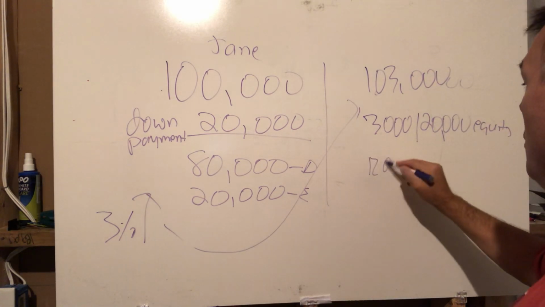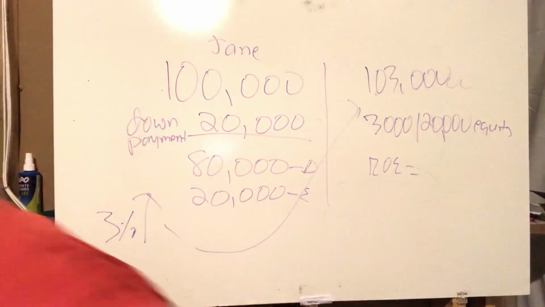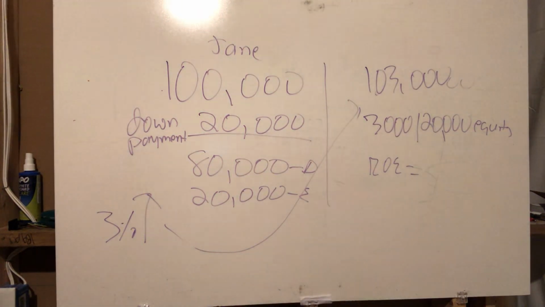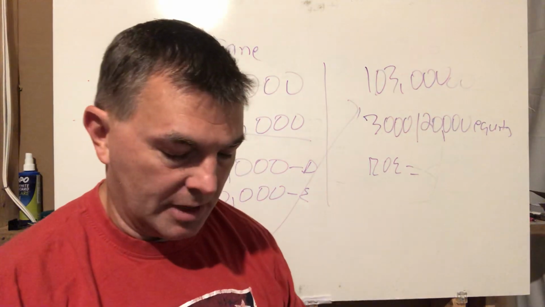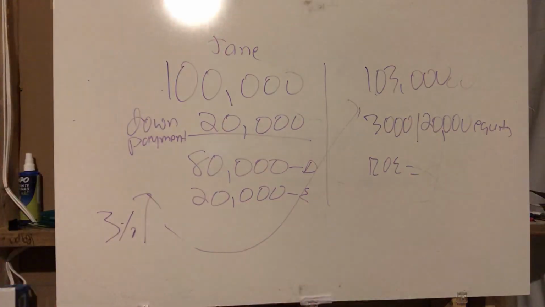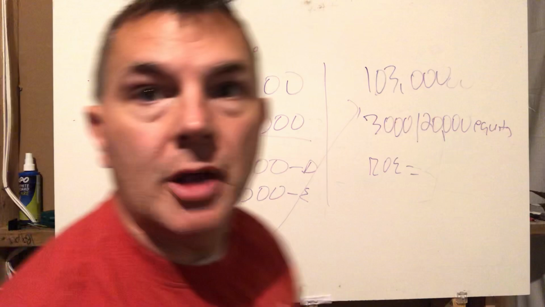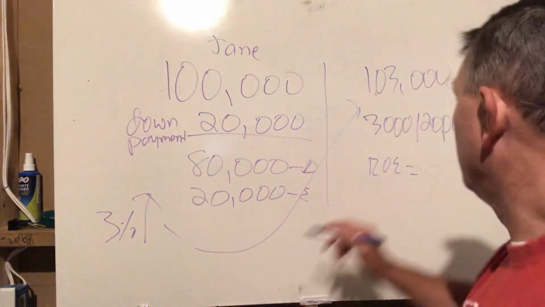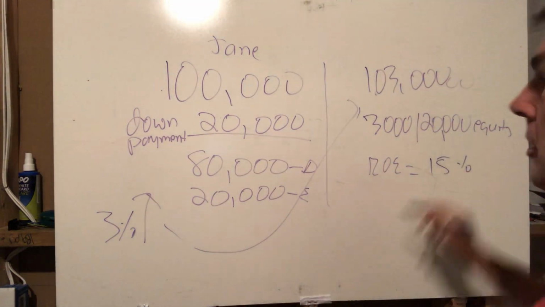So her ROE equals, take my trusty calculator, 3,000 divided by 20,000, 15%. And generally 15% is a nice number you're shooting for on ROE. All right, so she has a 15% ROE.